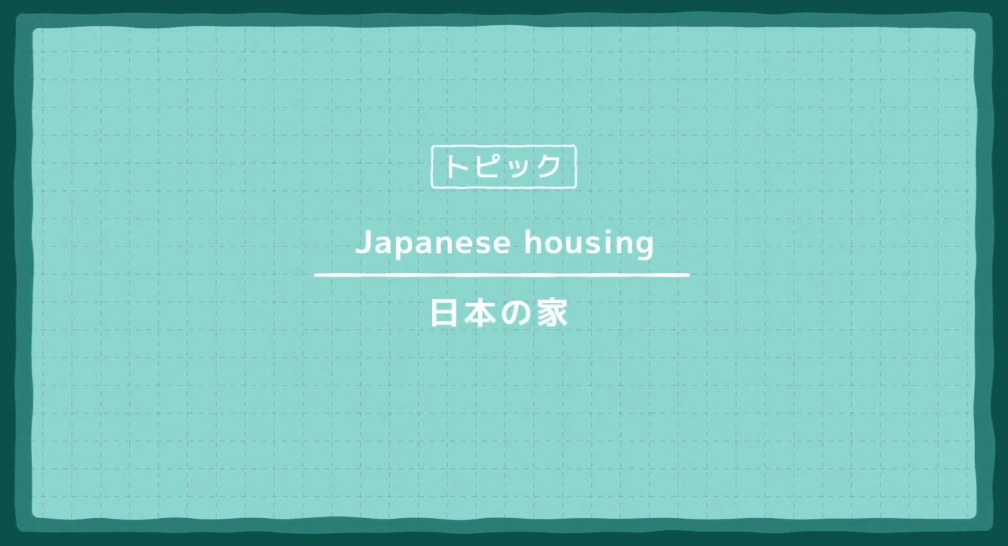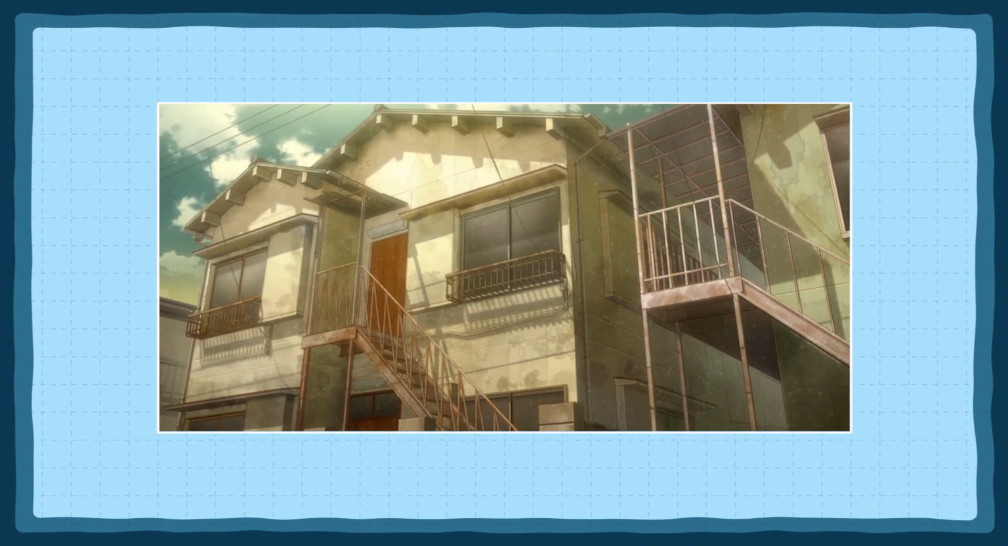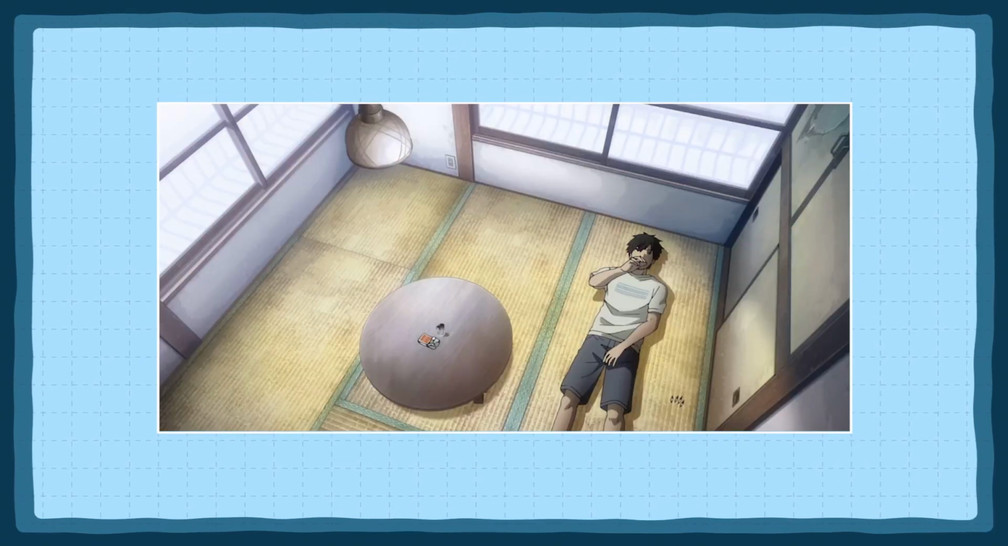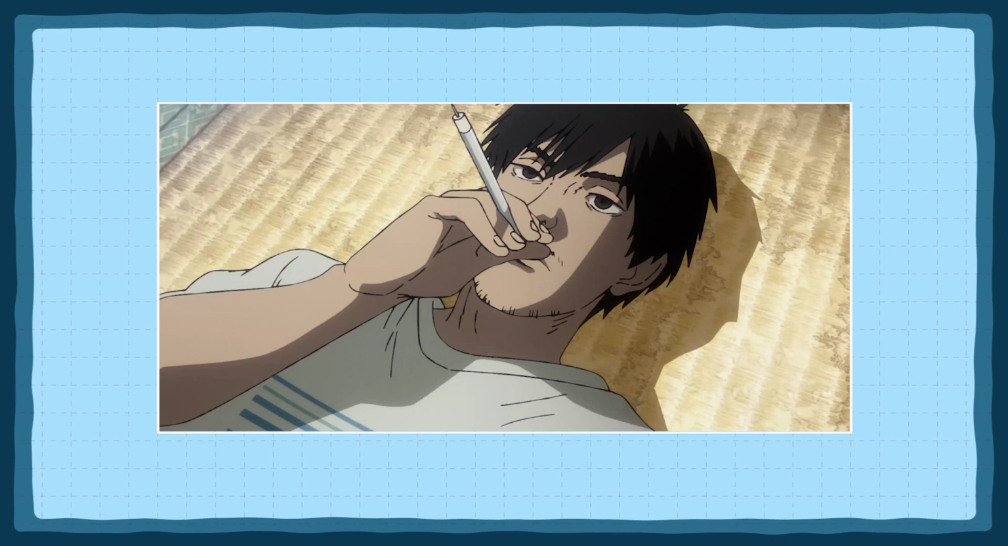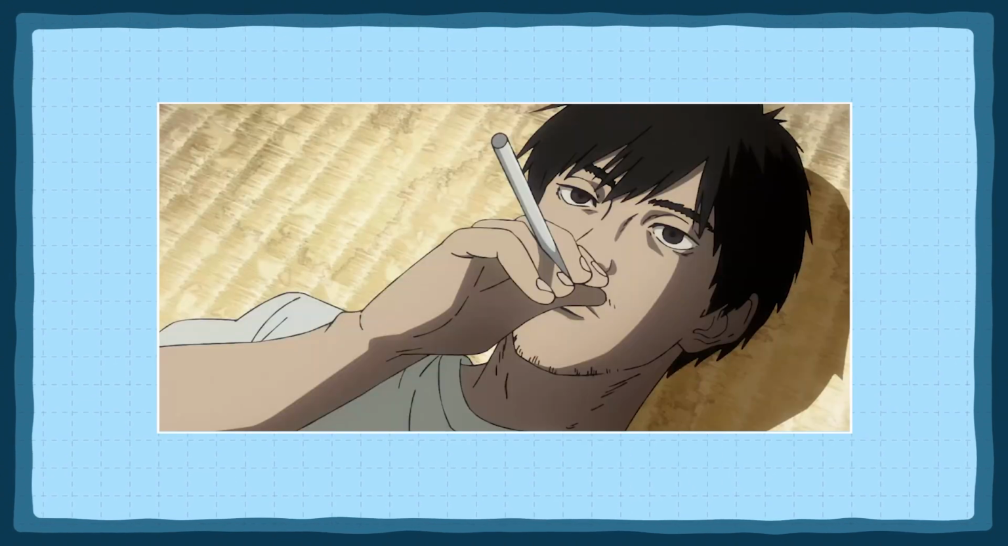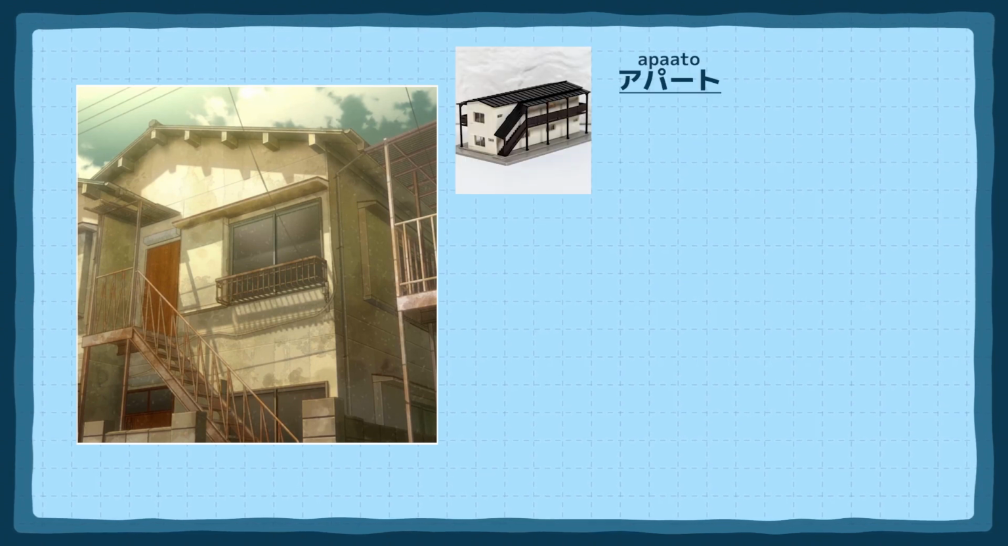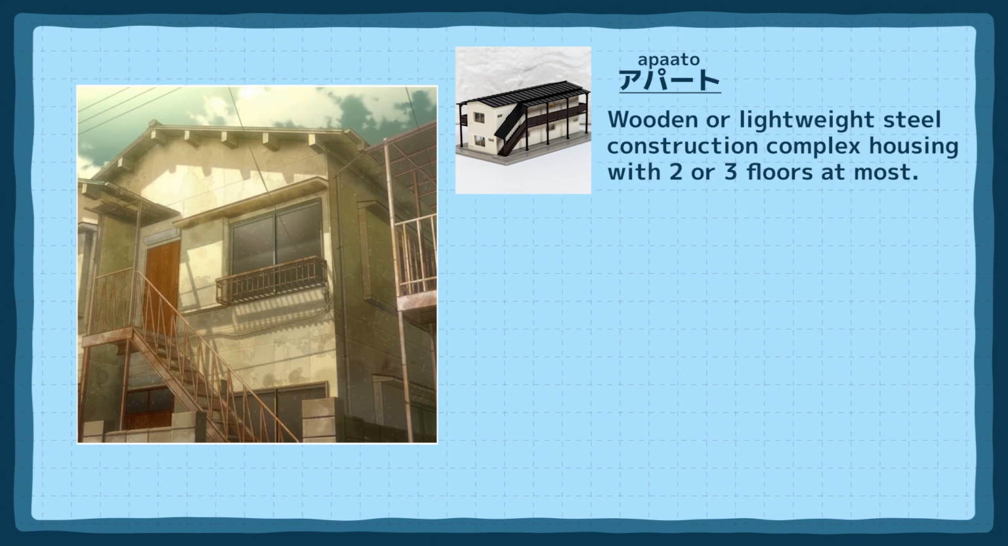Today we're gonna learn a little bit about Japanese housing. This type of house, probably you can tell this is really old and cheap. This housing is called apato. Apato. The name is of course from the word apartment in English. The definition of apato is wooden or lightweight steel construction complex housing with 2 or 3 floors at most.